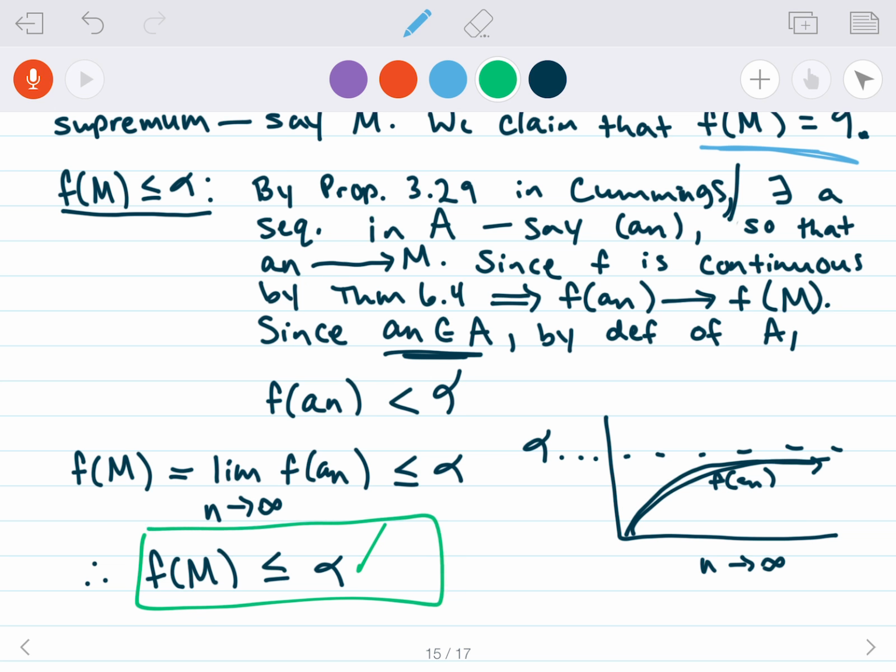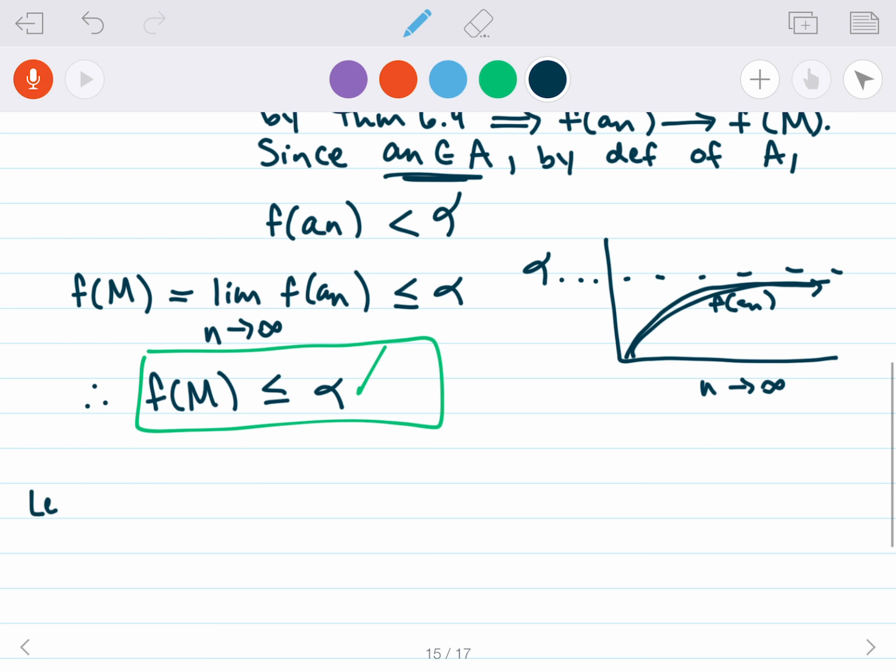And now we have to go the other way. We have to show that f of M is greater than or equal to alpha as well. Okay, so let's show that. So this is our next step. Once we have this, our proof will be done, because M is the supremum, it's just a point, so f of M is going to be equal to alpha. And we know that M is between a and b. Okay? All right.